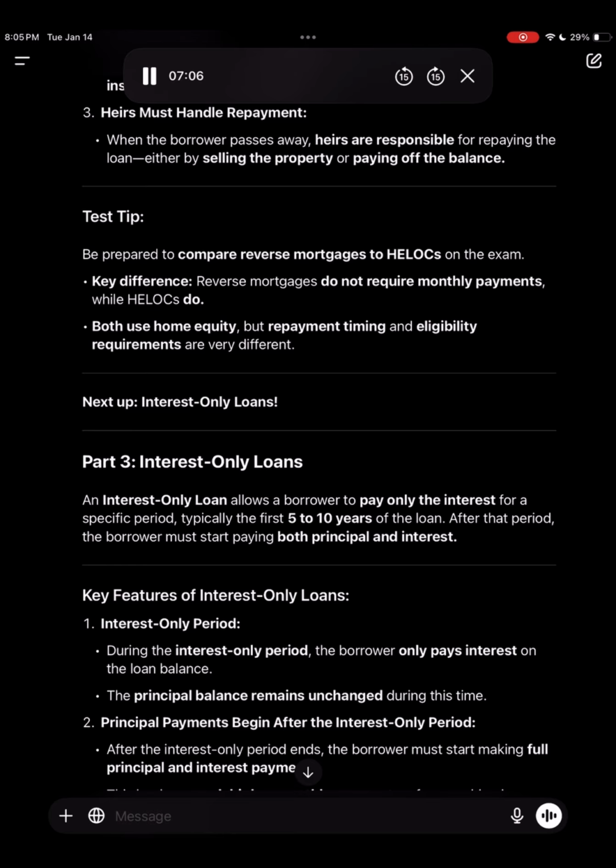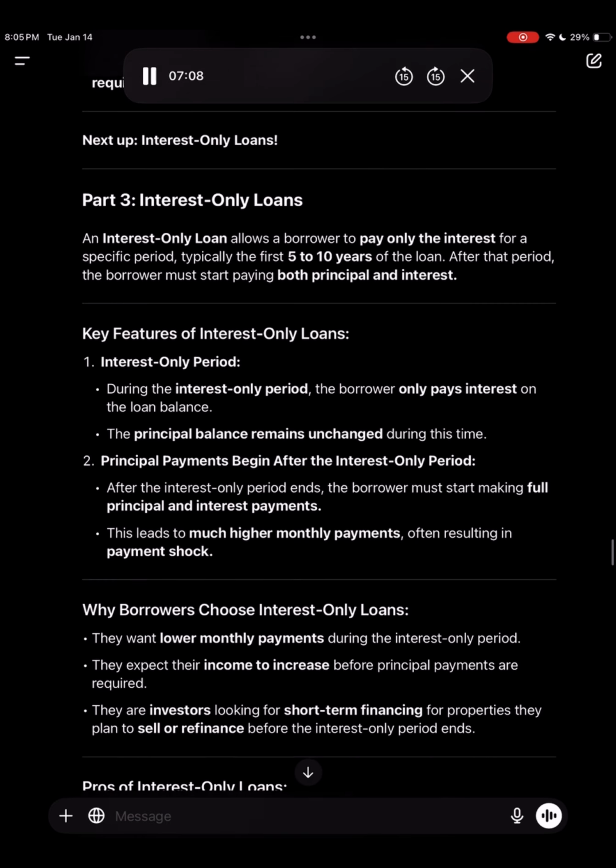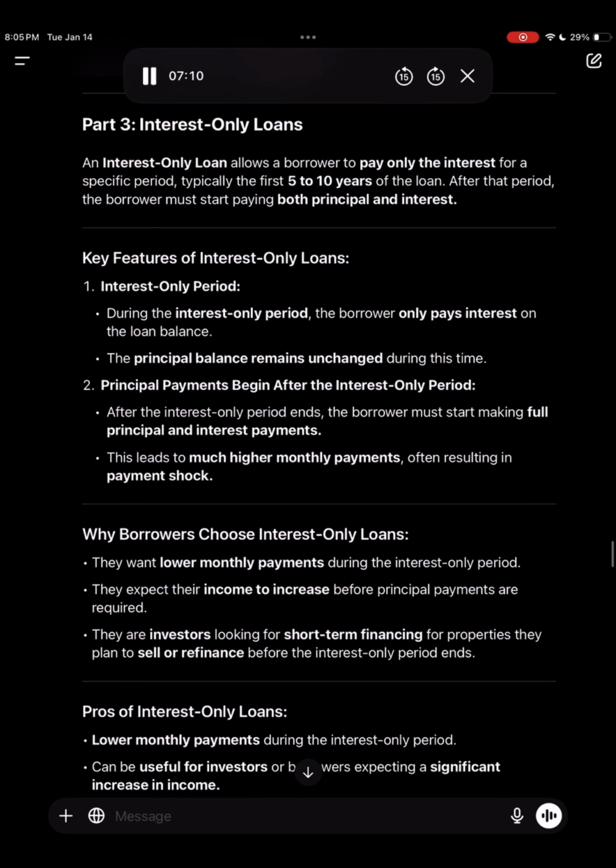Interest-only loans. An interest-only loan allows a borrower to pay only the interest for a specific period, typically the first 5 to 10 years of the loan. After that period, the borrower must start paying both principal and interest. Key features of interest-only loans.